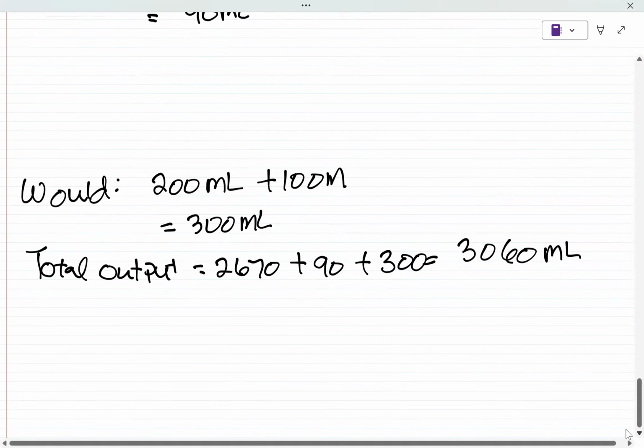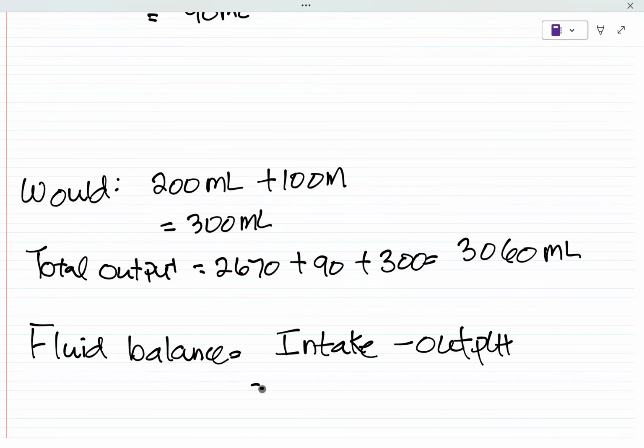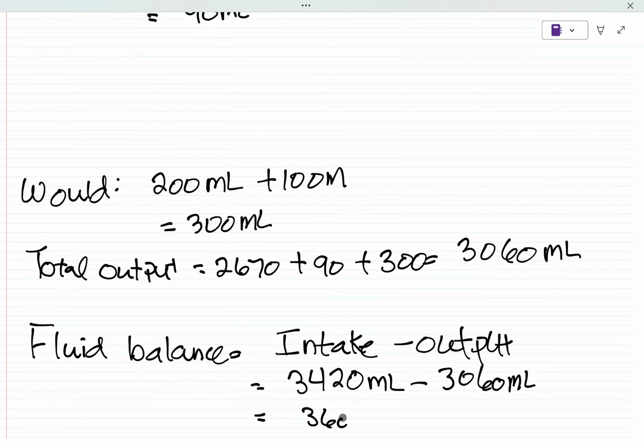Okay, so now what we got to do is find the fluid balance, which is basically intake minus output. Our intake is all the liquid that the patient took in, which was 3,420 milliliters. And then output is how much liquid came out, which was 3060 milliliters. And when you put it all together, you get 360 milliliters.